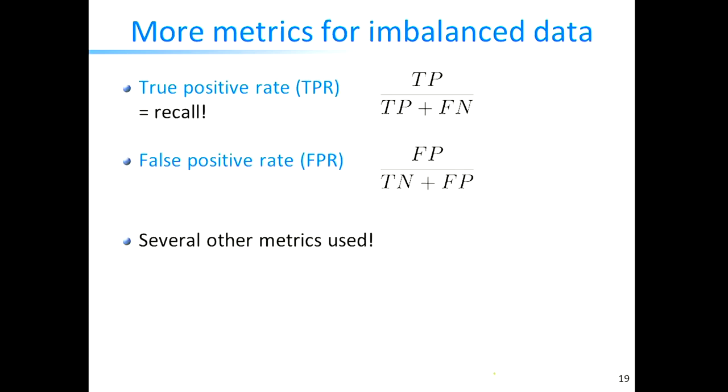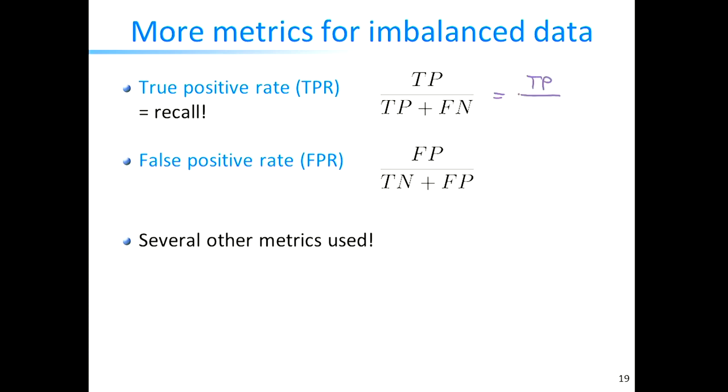So there's even more metrics. So let me talk about these as well, because you also see those often. So instead of precision and recall, there are two other metrics that are closely related that are also often used when talking about cost-sensitive classification, namely the true positive rate and the false positive rate. And so the true positive rate, in fact, is the same as the recall. It's defined in exactly the same way. It's just a different name for the same thing.